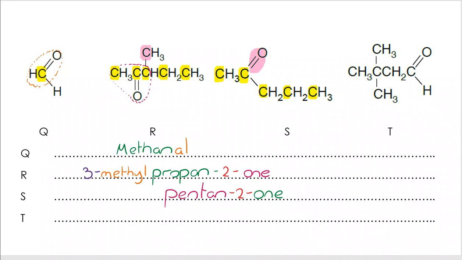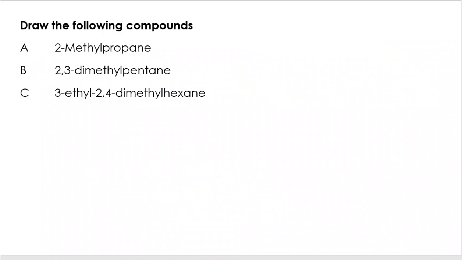And then finally, the longest carbon chain is 4. That's butan. Again, this time the double bond O is on the end of the carbon chain. So that's butan-al. I don't need to number that, but everything will be numbered from that end. I've got 2 methyls coming off, and they are both in the same position. So it's dimethyl, and they're both on the 3rd carbon. So it's 3,3-dimethyl butan-al. So we're now going to move on to drawing based on names.